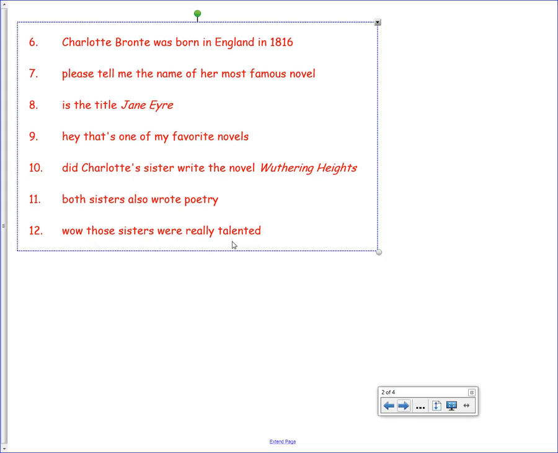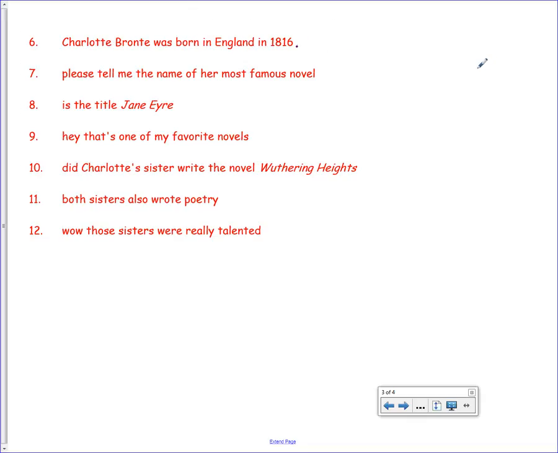Next page. "Charlotte Bronte was born in England in 1816." That's a period. It's a declarative sentence. "Please, please" should be a capital letter. "Tell me the name of her most famous novel," period. That's an imperative sentence. Capital J is the title Jane Eyre. Interrogative means a question mark. "Hey" is an interjection, comma. "That's one of my favorite novels," period.